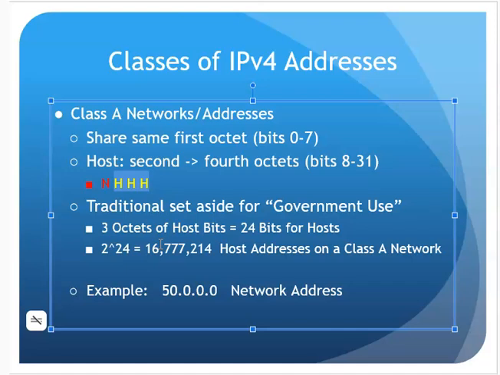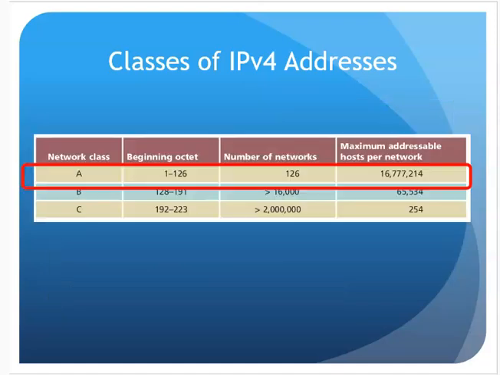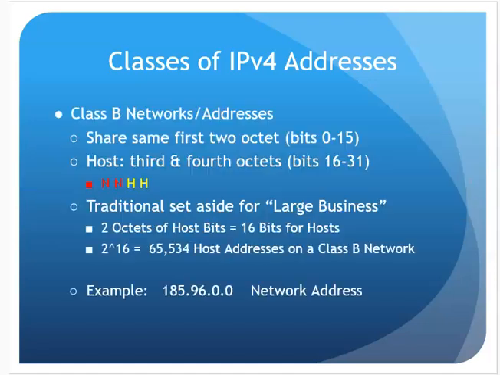So again, this was set aside for government use. An example would be 50.0.0.0. That would be the network address for a Class A network. The Class A network could be identified by looking at that first octet, and if the number fell in the 1 to 126 range, we would know that it's a Class A address looking at that first number. So if it fell in that 1 to 126 range, we knew it was a Class A address.